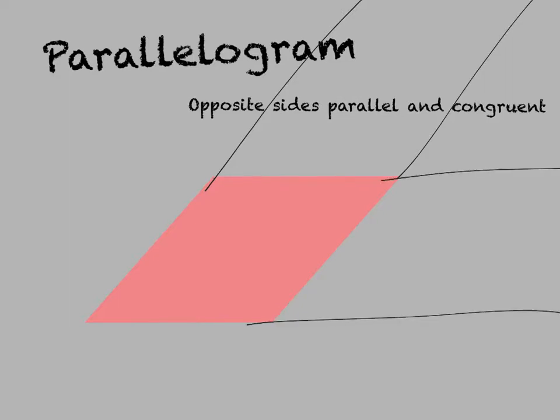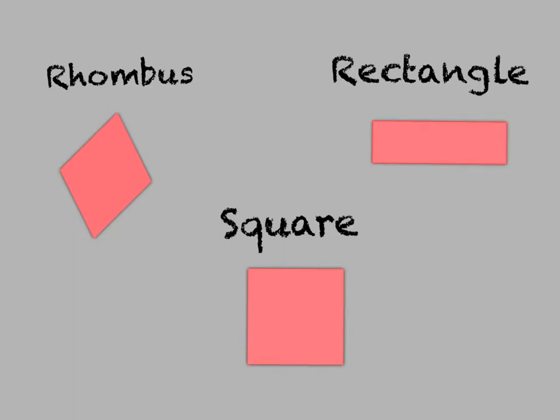Now, when the opposite sides are congruent, that means this length will be equal to this length, and this length will be equal to this length. Now, being a parallelogram, that means this side is parallel and congruent to this side, while this side is parallel and congruent to this side. These 3 shapes are all subcategories of parallelograms. Now, the rhombus over here is defined as a shape that has 4 congruent sides. So this side, this side, this side, and this side would all be the same amount. It is also a parallelogram because it has opposite sides that are parallel and congruent.